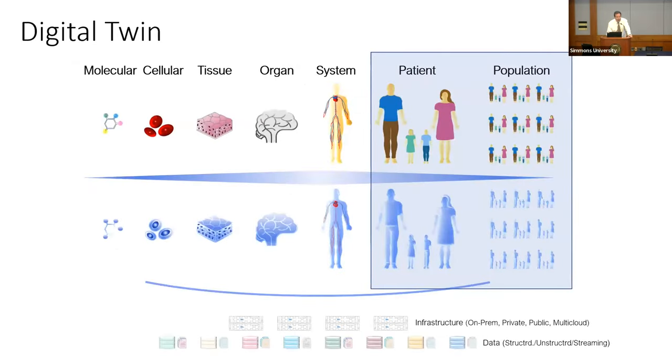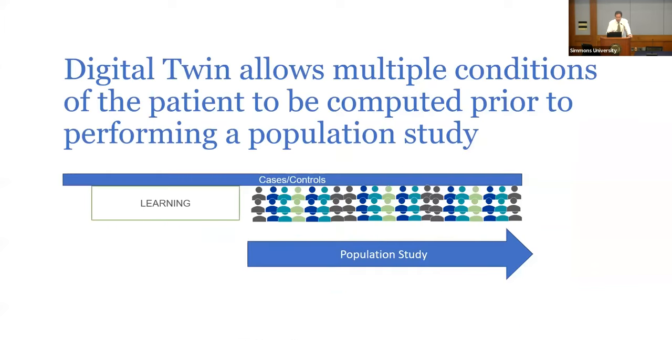So there's many different concepts that you can embody in a digital twin, and many different parts of medicine can take advantage of, molecular, i.e. genomics, cellular interactions, tissue, organs, systems level, designs. We're really talking at the level of the patient and the population. And so we're going to really be thinking through this use case where we could actually have a digital twin allow multiple conditions of the patient to be computed and actually perhaps even be simulated in a population study.